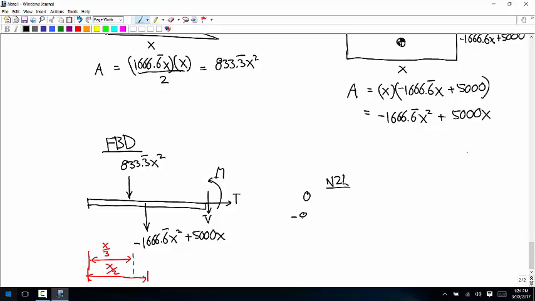which gives you 0, -833 x squared. And what's this other one times the unit vector pointing down? Right. Those signs, we have 0, +1666.6 repeating x squared minus 5,000x.